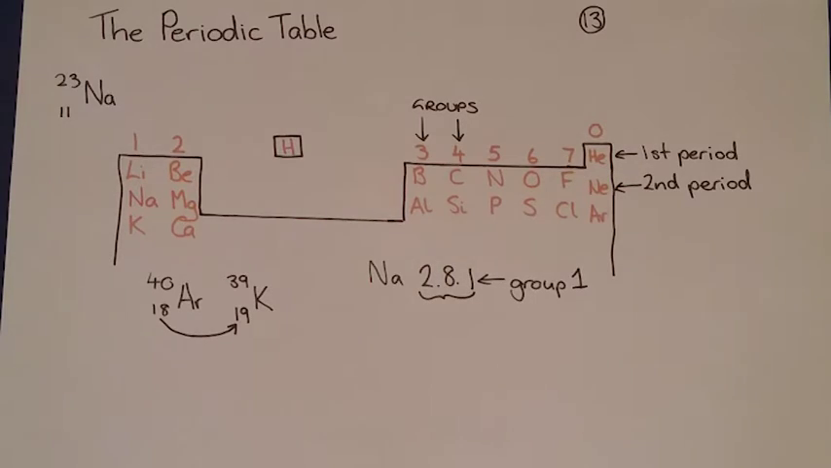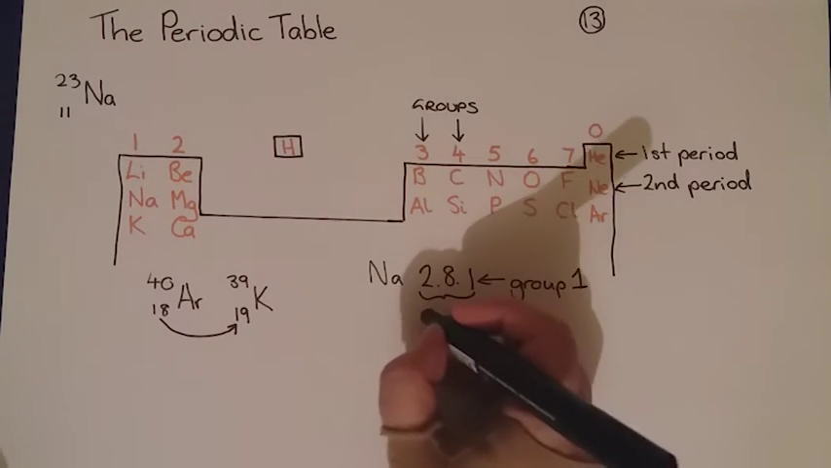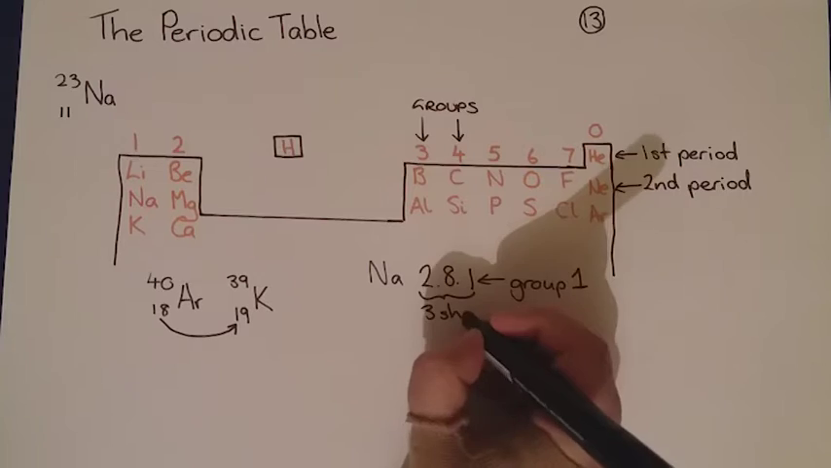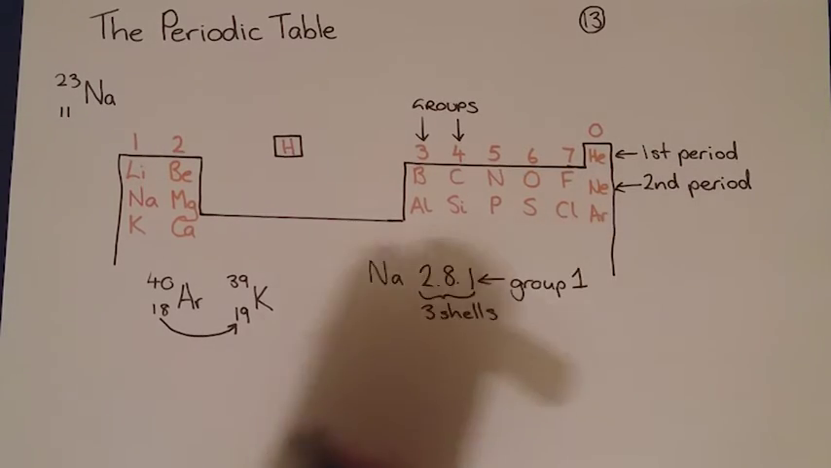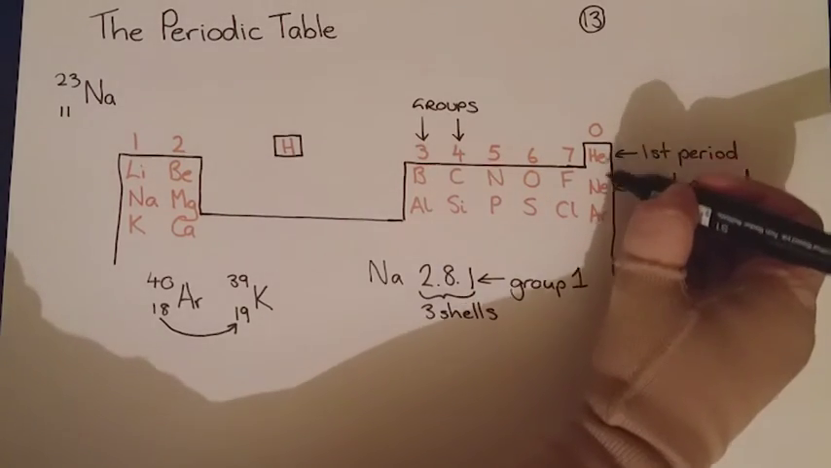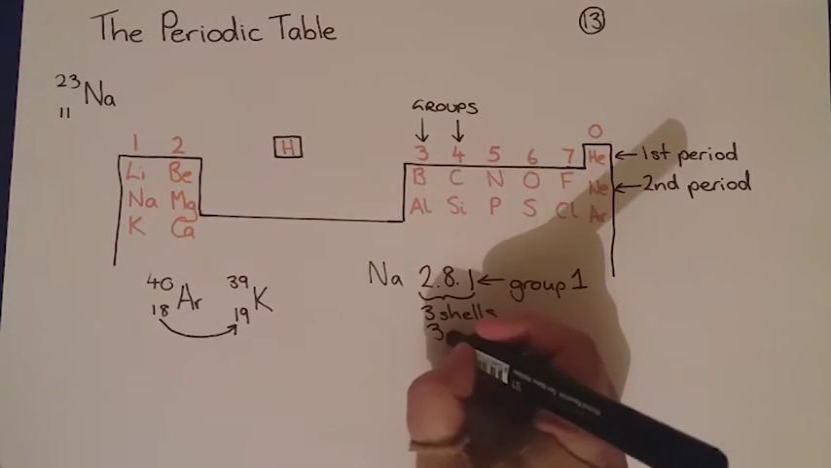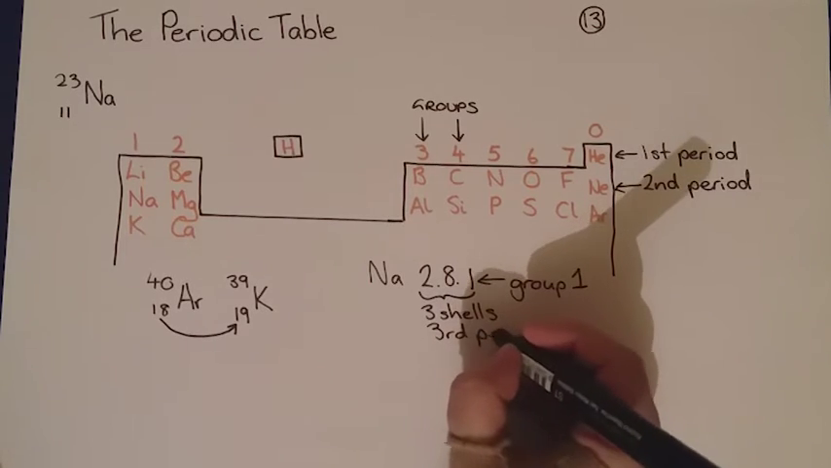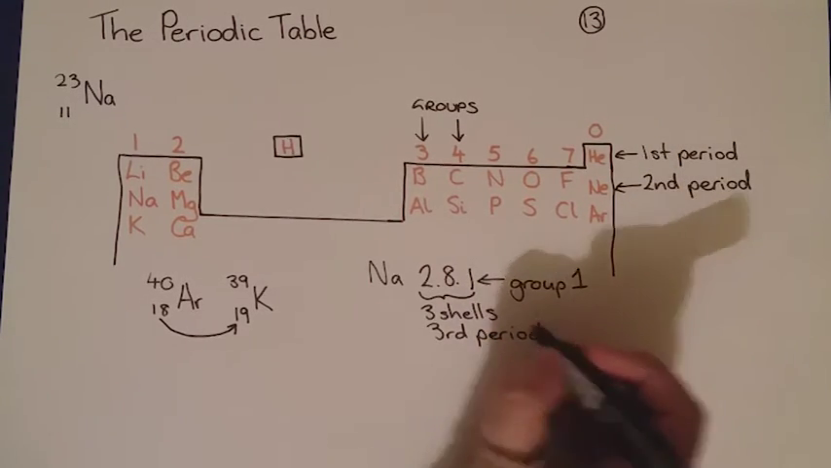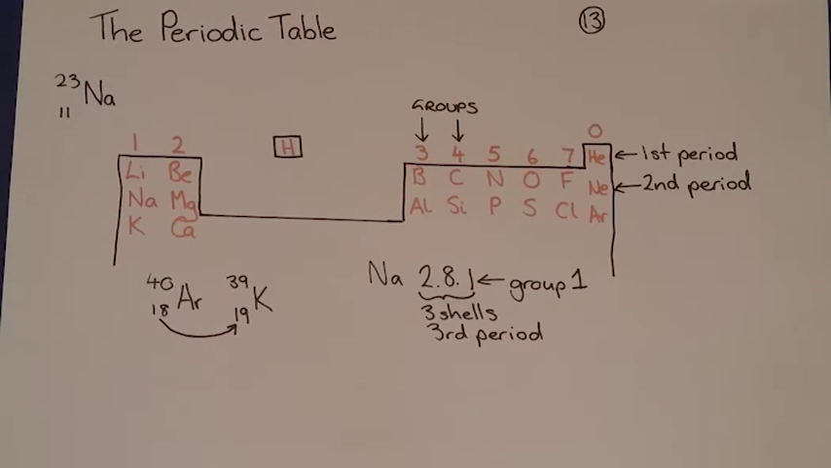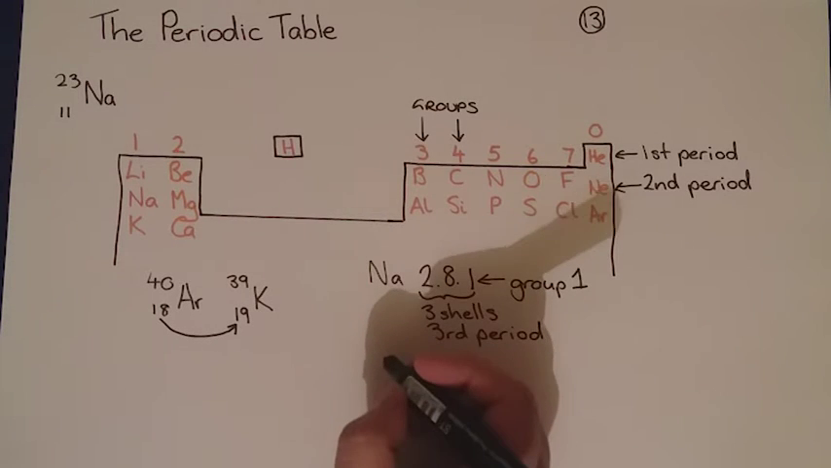Sodium has 3 shells being used, and not coincidentally, if we count down, sodium is in the 3rd period. So the number of digits in the electron structure, or the number of shells if we do the drawing version, will tell us what period the element is on the periodic table. Another example.